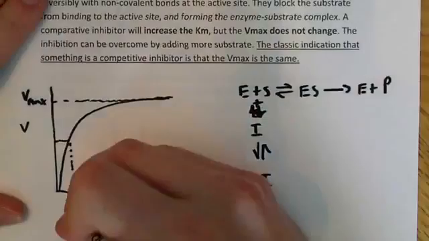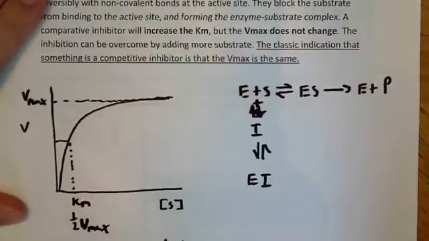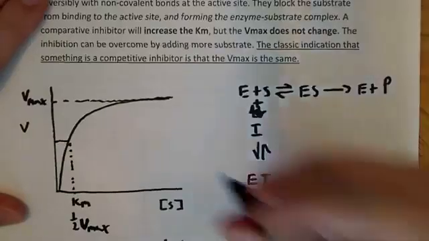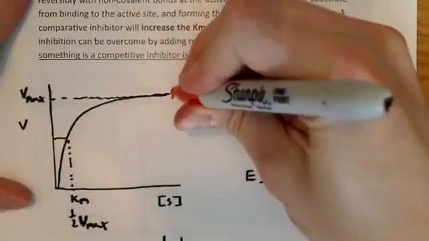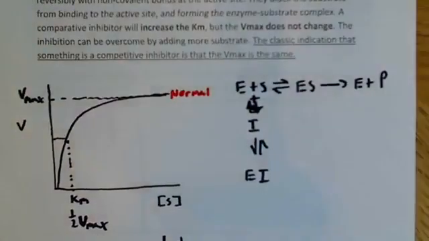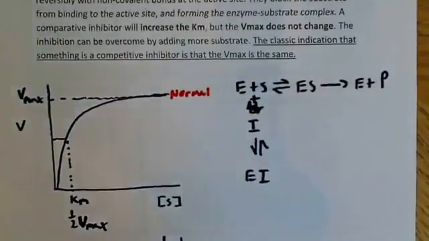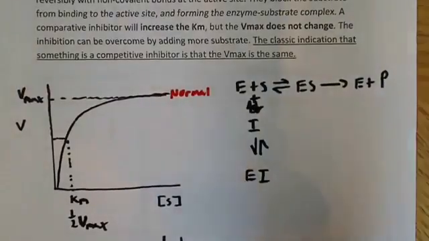So that's 1/2 Vmax, okay? So that's our Km, and I'm going to say this is for the normal. So this is for the normal, right? That's the normal enzyme activity. Now, if I add the inhibitor and it's competing, remember, we're going to reach the same Vmax eventually, but what's going to happen is we're going to have a different Km, so the Km is going to increase.